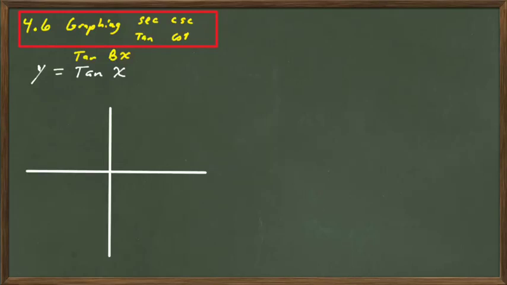Okay, in section 4.6 in pre-calculus, we're talking about graphing the other remaining trig functions, secant and cosecant, tangent and cotangent. I'm starting with tangent and cotangent. The period for tangent and cotangent is going to be pi over b. So if the b here is a 1, that makes the period pi.